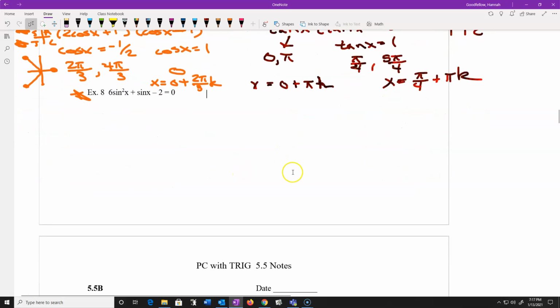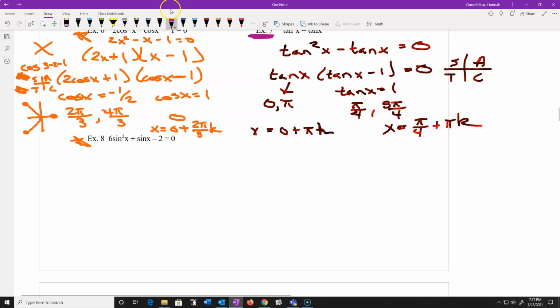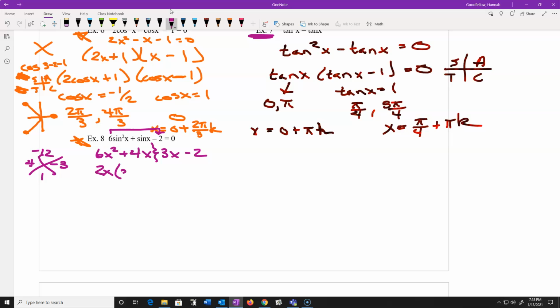Now, I'm not going to disregard the idea that front times back stuff is doable. I'm looking at that quadratic, or polynomial, and I'm basically saying, well, let's try it. Front times back is negative 12, and it has to generate the number 1 in between. It must be 4 and negative 3. You could do your grouping method in between there, so 6x squared plus 4x minus 3x minus 2. This is why you passed Algebra 2, because you can do these things. 2x times 3x plus 2, and this one would be a negative 1 that I'm going to take out. That's 3x plus 2 as well again.